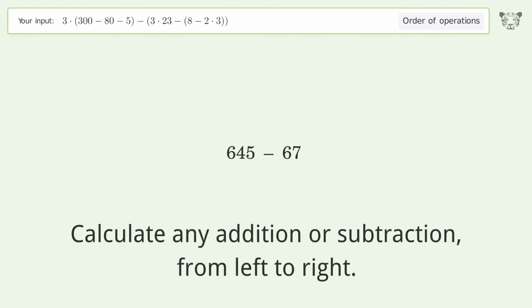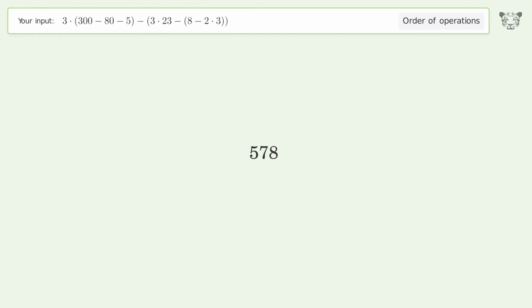Calculate any addition or subtraction, from left to right. 645 minus 67 equals 578. And so the final result is 578.